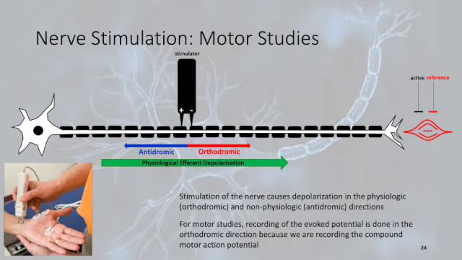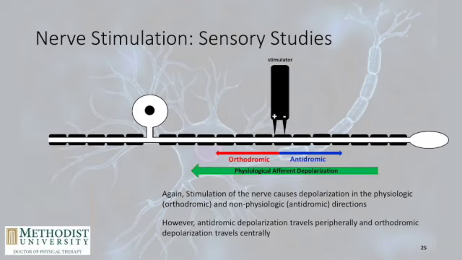Notice the green arrow here. When we're looking at efferent depolarization, this makes a lot of sense, right? We're sending the signal from the brain to a muscle. So what we have to do is appreciate that, and appreciate that orthodromic, in terms of action potential, goes with that depolarization.